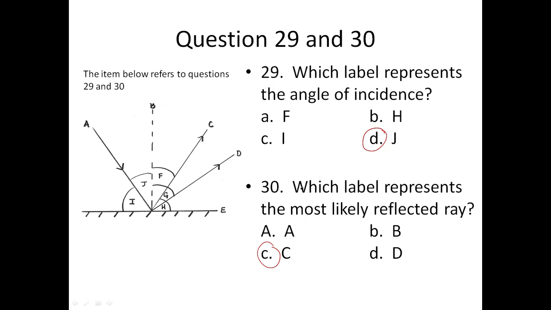It says which label represents the most likely reflected ray, and this ray looks about the same distance from the normal as A was from the normal, so I would put C. B is actually the normal, so that's not the ray, and D is too far away from the normal. A is the incident ray, so it cannot be A. So C is the most likely answer.